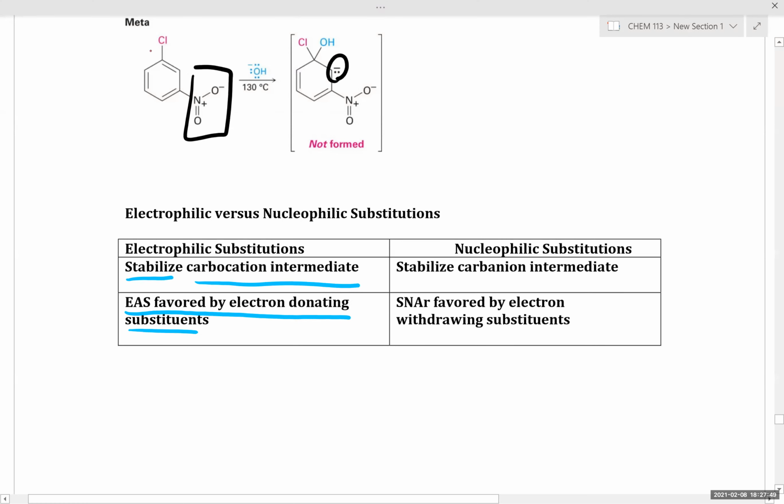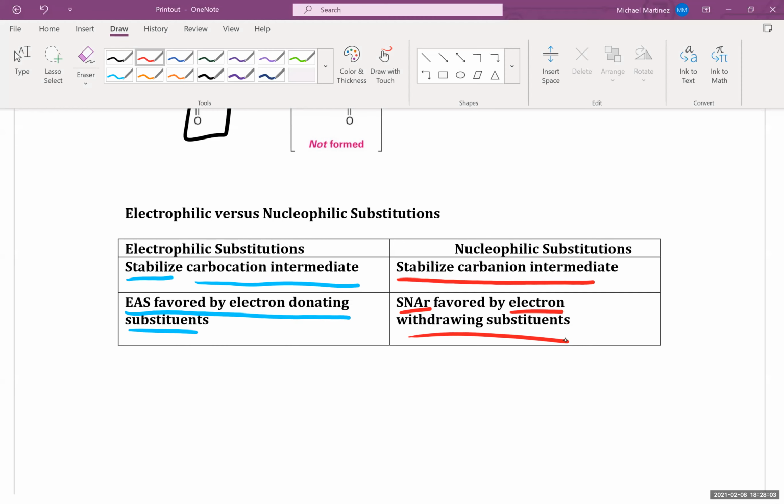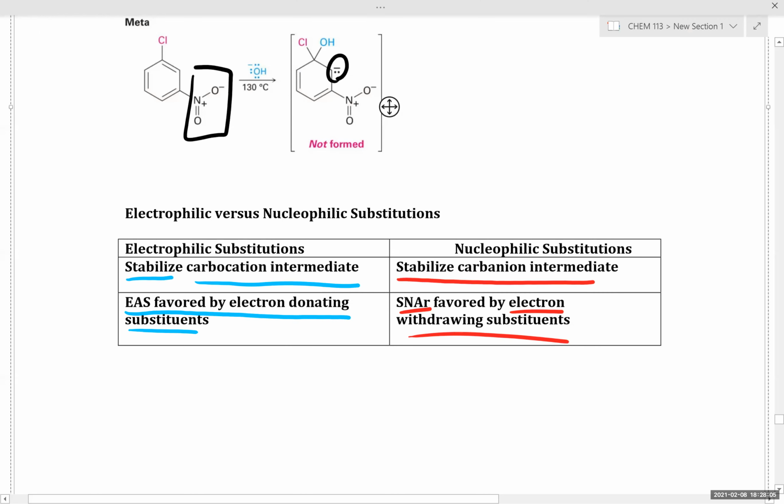As a contrast, for nucleophilic substitution, we're stabilizing a carbanion intermediate, or a carbon-centered anion, and nucleophilic aromatic substitution is favored by electron withdrawing substituents. So fundamentally, electrophilic and nucleophilic substitution are two fundamentally different mechanisms with two fundamentally different substrate requirements. Does that contrast make sense to everyone?